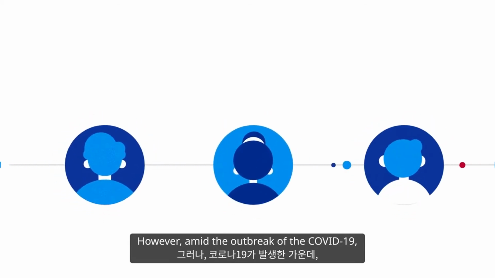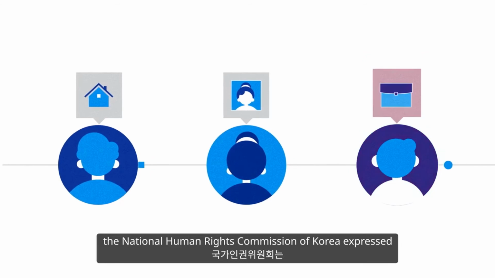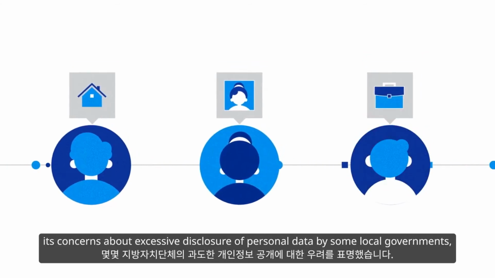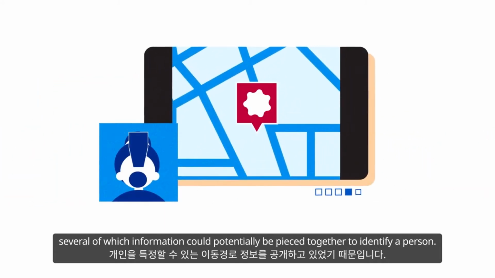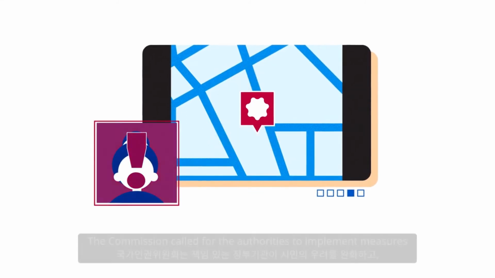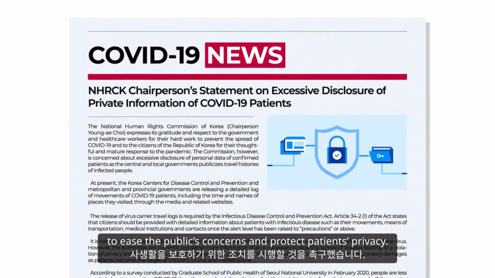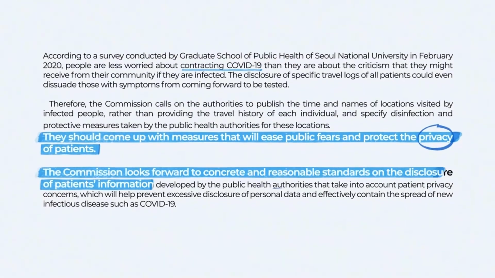However, amid the outbreak of COVID-19, the National Human Rights Commission of Korea expressed its concerns about excessive disclosure of personal data by some local governments, several of which information could potentially be pieced together to identify a person. The Commission called for the authorities to implement measures to ease the public's concerns and protect patients' privacy.